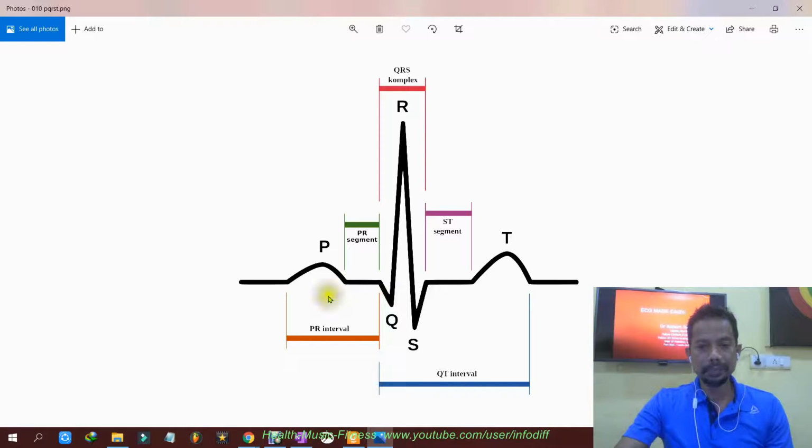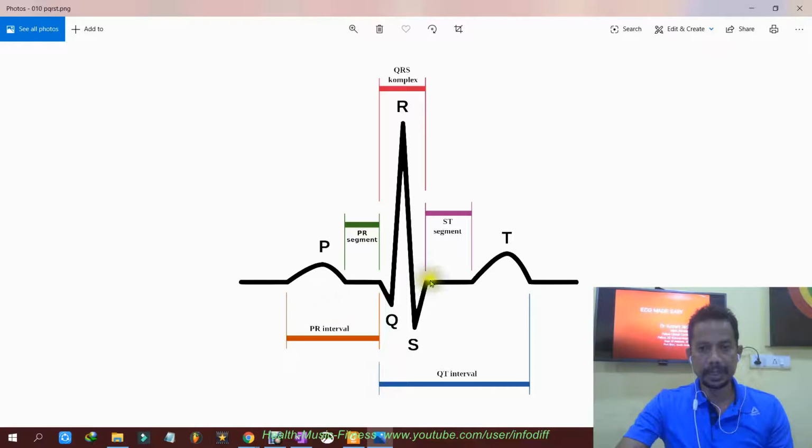And then there is the PR segment, which is from the end of the P to the beginning of the QRS complex. Then there is the QRS complex, and it is from the beginning of Q to the end of S wave, like out here, S wave. Then there is the QT interval. It is from the beginning of Q till the end of T wave. That's the QT interval. There are many drugs, many conditions where QT will be prolonged or shortened, and the PR interval can be prolonged or shortened.